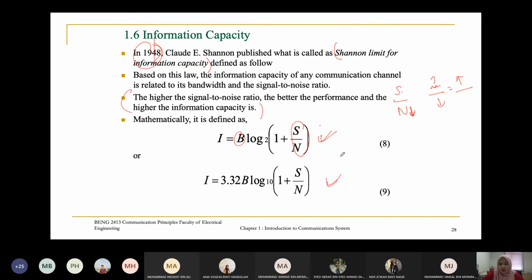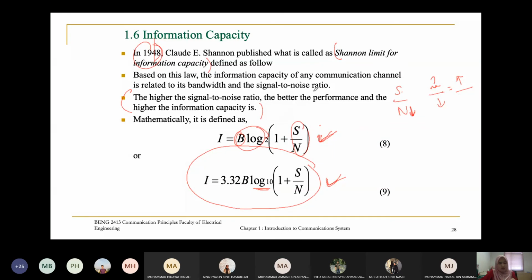So you can either use this law or this formula, but usually we use this one. Why do we use this one? Because if you look here, this is log 10. On your calculator, the log function is log 10. So you can directly calculate 3.32 times bandwidth times log of 1 plus signal to noise ratio. This one is log 2.